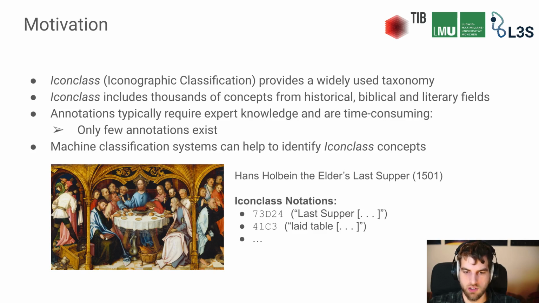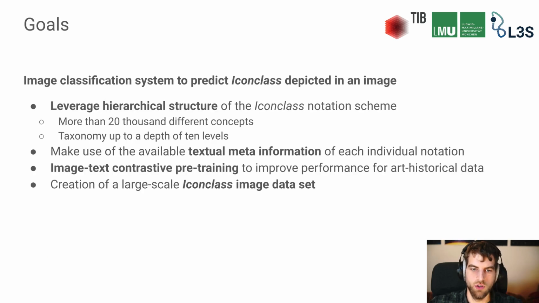They have two annotations. The first one with level 5, Last Supper, and the second one 4.1c3, late table, with a depth. When we now go to the main goals of our approach, the main goal is basically that we want to develop an image classification system to predict Iconclass concepts depicted in a single image. And to do that, we want to leverage the hierarchical structure of the Iconclass notation schema that in our case contains more than 20,000 different concepts, and the taxonomy goes down to a depth of level 10.